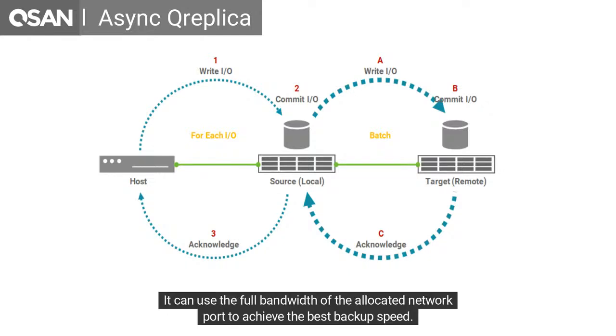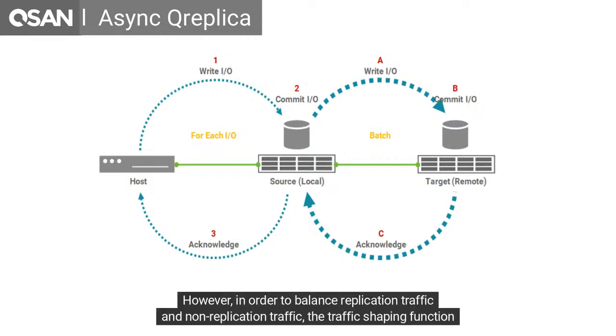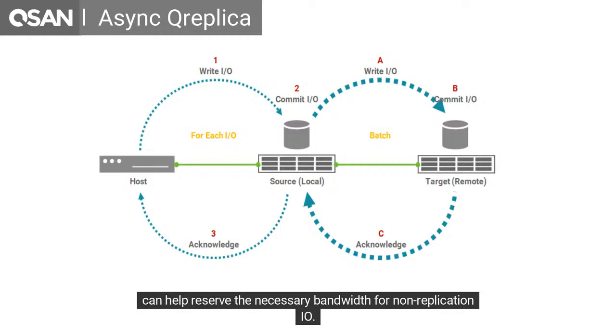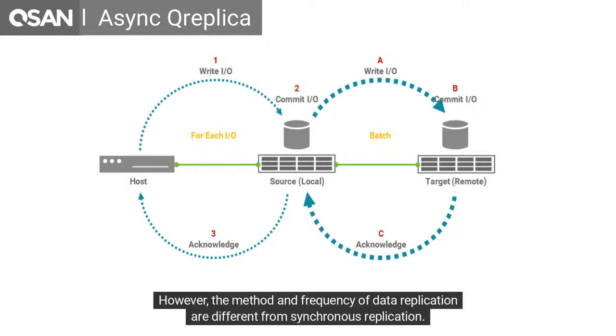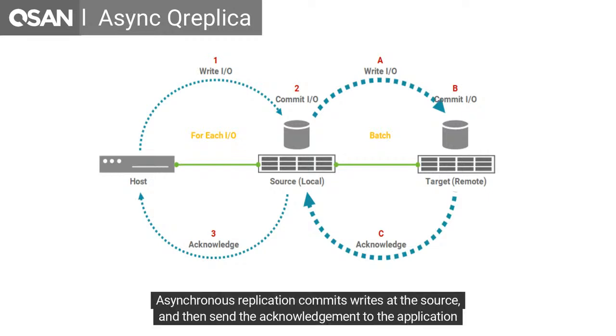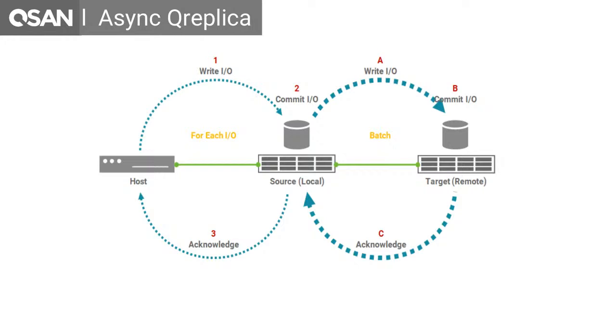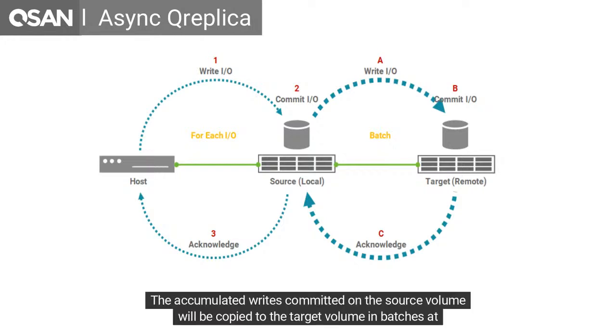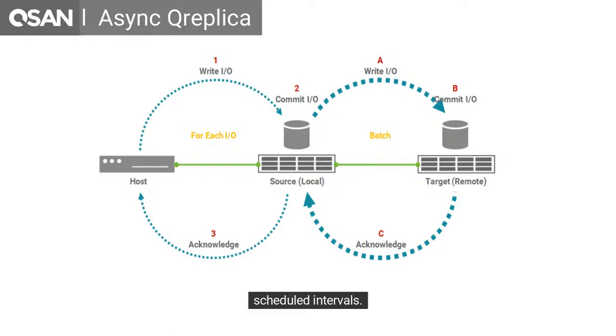It can use the full bandwidth of the allocated network port to achieve the best backup speed. However, in order to balance replication traffic and non-replication traffic, the traffic shaping function can help reserve the necessary bandwidth for non-replication I/O. Asynchronous replication can achieve the same data protection goals. However, the method and frequency of data replication are different from synchronous replication. Asynchronous replication commits writes at the source and then sends the acknowledgement to the application on the host. The accumulated writes committed on the source volume will be copied to the target volume in batches at scheduled intervals.